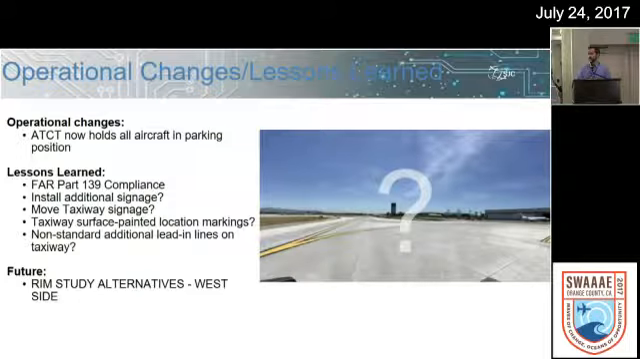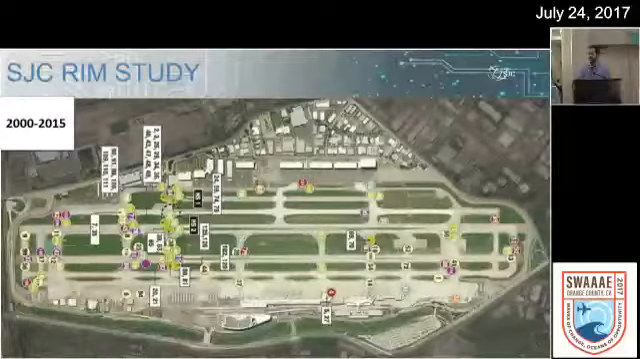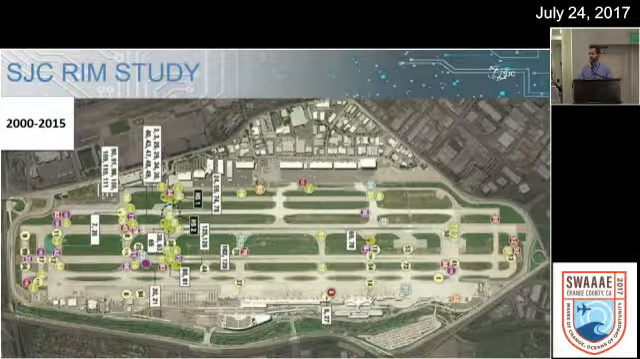So I just want to touch upon the RIM study real quick. We're in the middle of the RIM study right now. We expect to have these alternatives out to our working group shortly. But as you can see from the history of incidents, we've had over 130 in the past 15 years for the study that we're taking a look at, and a lot of them are over in that west side area, not up at Signature, which we've been talking about because that was built recently. But there's been a lot of incidents, and when we're taking a look at the west side and the design aircraft over there, it's changed from Group 2 to Group 3.